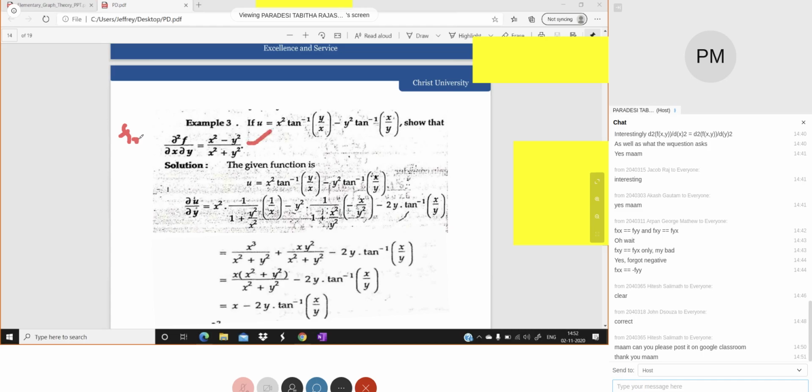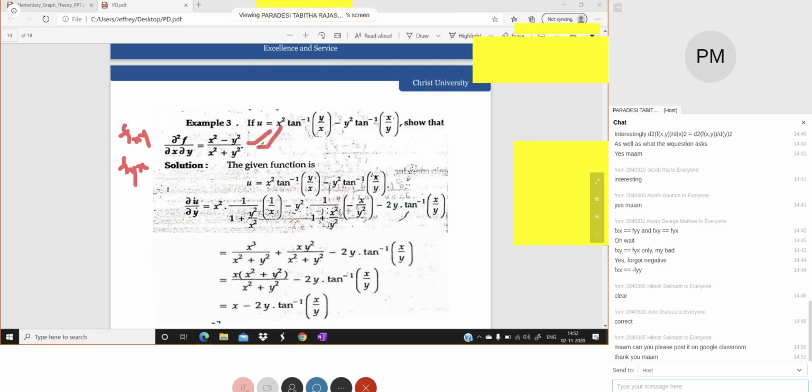fxy or fyx is this. You have to just verify it. Will you complete this on your own? Just copy the question and finish it off yourself because the answer also is given here. Find fx and partially differentiate with respect to y, or find fy and partially differentiate with respect to x.